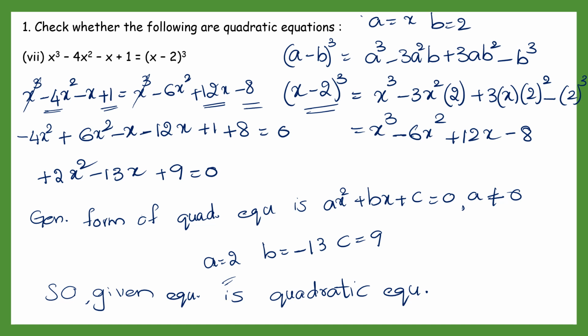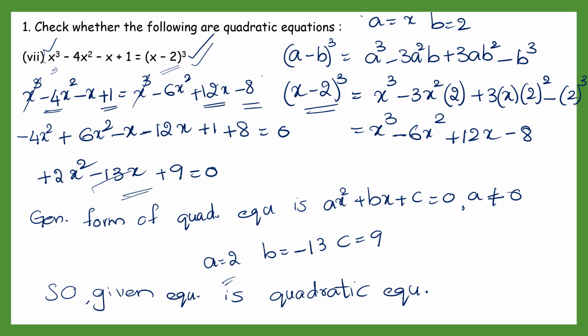Though you have x cube, cubic terms, x cube and x minus 2 whole cube, after we solved, you did not get an x cube. You got only x square, x and 9. So the equation is a quadratic equation. Just by seeing the question, you should not tell this is a cubic equation. In the question you have x cube here and x minus 2 whole cube here. So just by seeing those, you should not tell it is a cubic equation, not a quadratic equation. You should not tell like that.